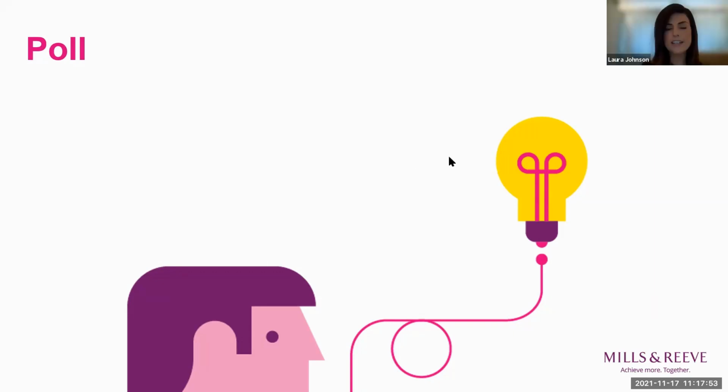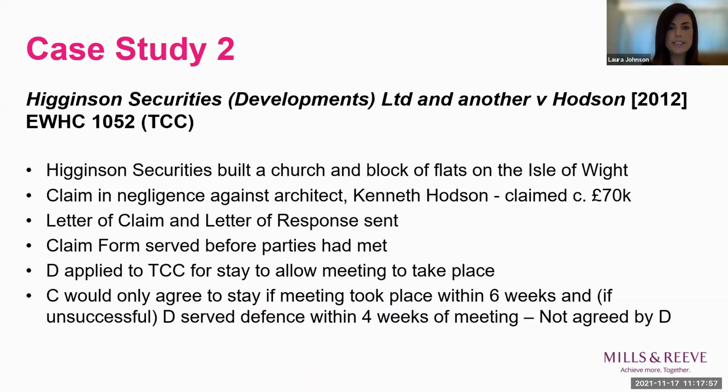Thanks for that, Alannah. So let's move on now to the next scenario. This case concerns a block of flats which the claimant had built on the Isle of Wight. The claimant subsequently served a letter of claim on the defendant architect, alleging that he'd been negligent. The defendant served a letter of response which contained an outright denial of liability. The claimant therefore issued proceedings without engaging in a pre-action meeting.